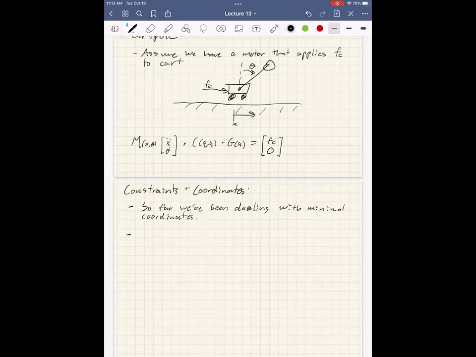So it turns out that often the dynamics can be simpler with more coordinates, and sort of better behaved numerically. What's a good example of that we've already seen?